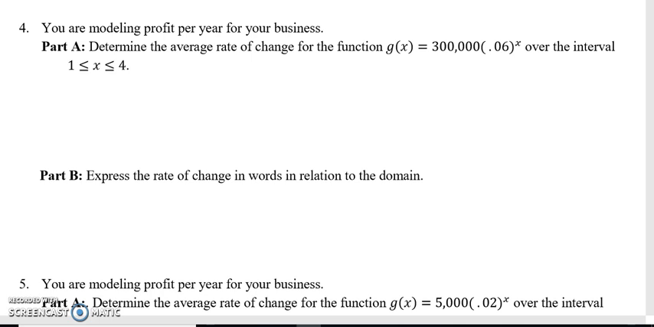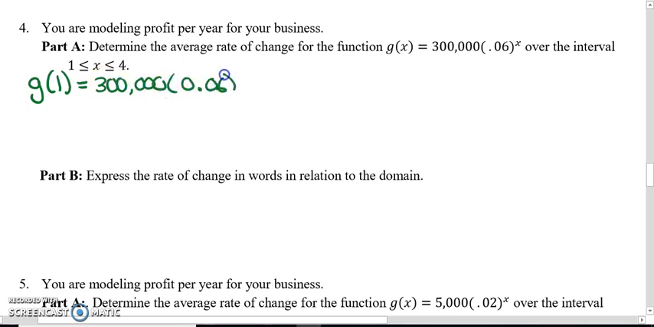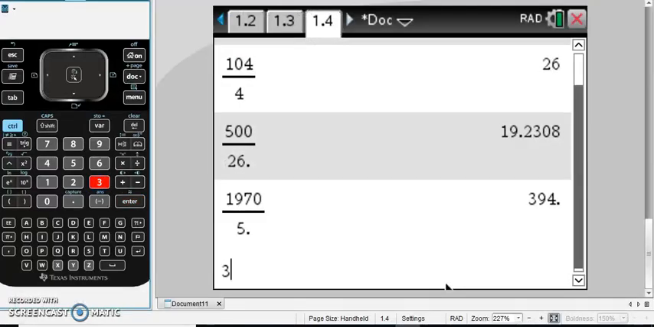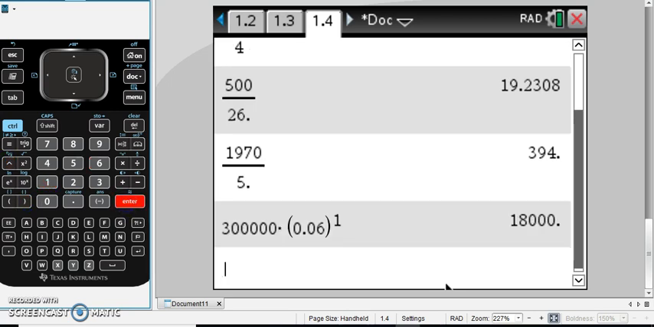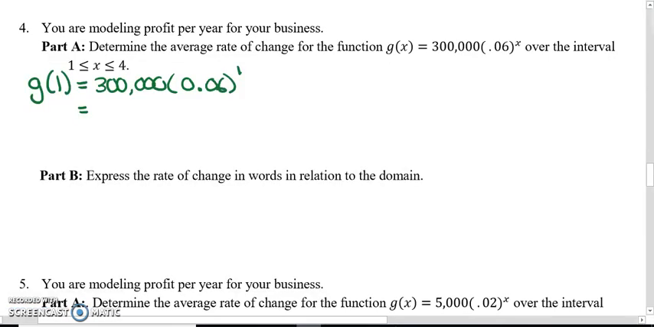So using that equation, I'm going to plug it in for both of them. So it's going to be g of 1 equals 300,000 parentheses 0.06 to the first power. Again, don't make it so hard on yourself. Just plug it into the calculator. So I have 300,000 parentheses 0.06, and I'm going to raise that to the first power. Enter, and I get 18,000. So this equals 18,000. So it's going to be 1 comma 18,000.